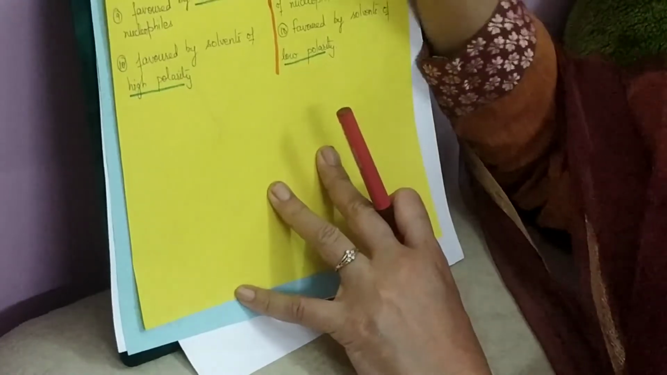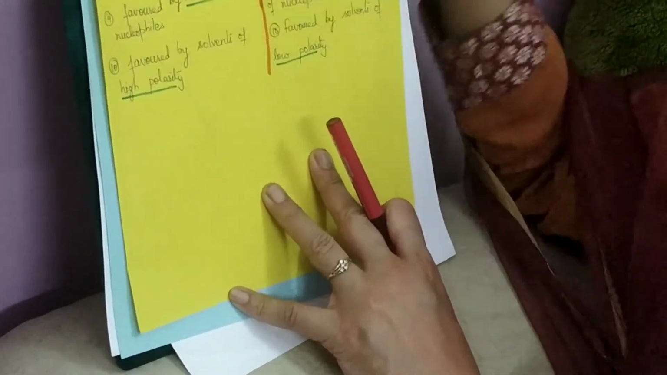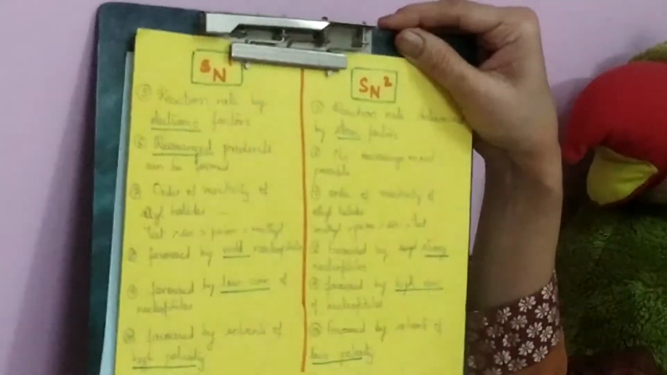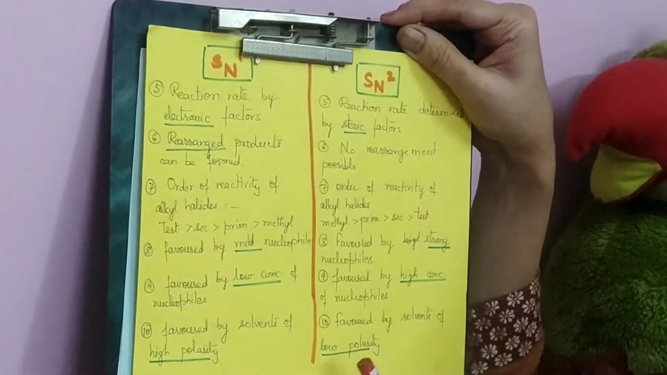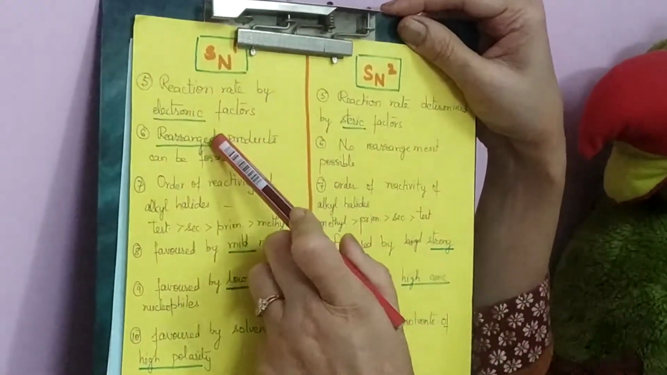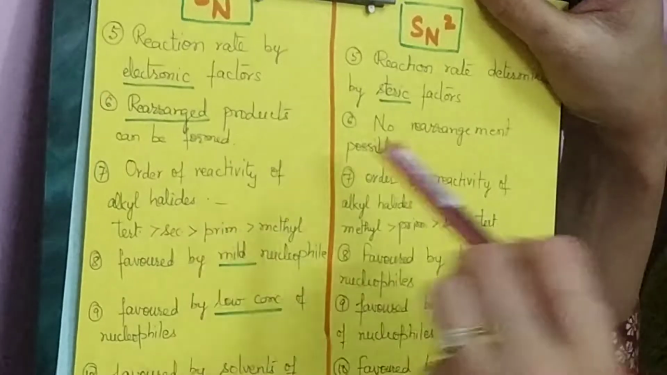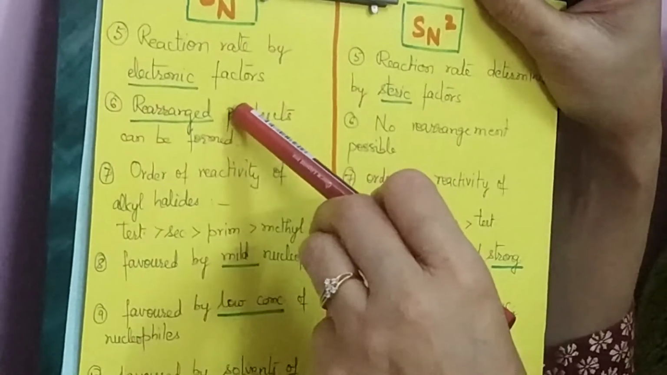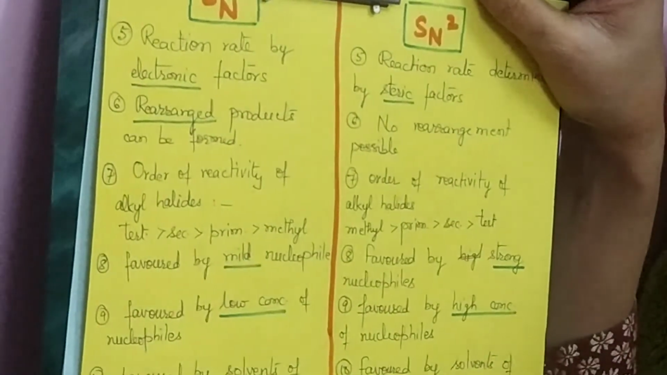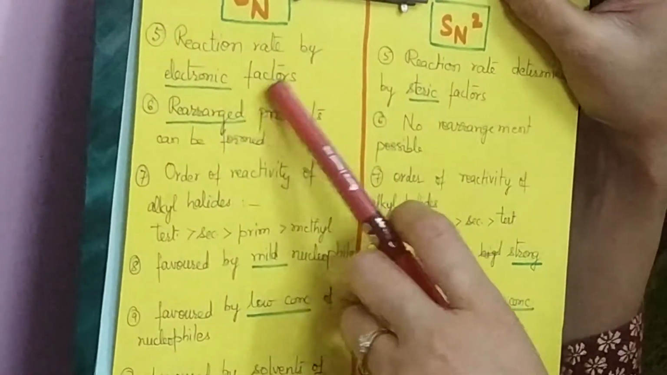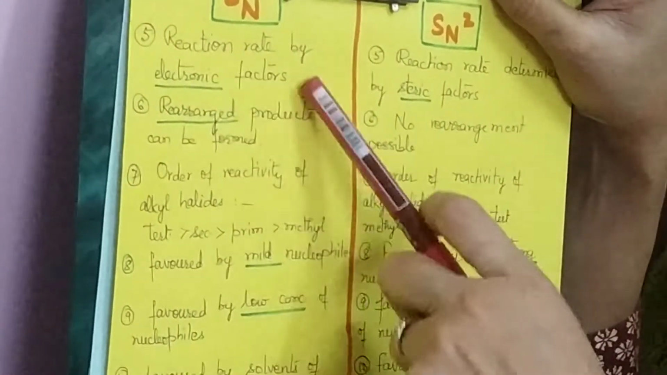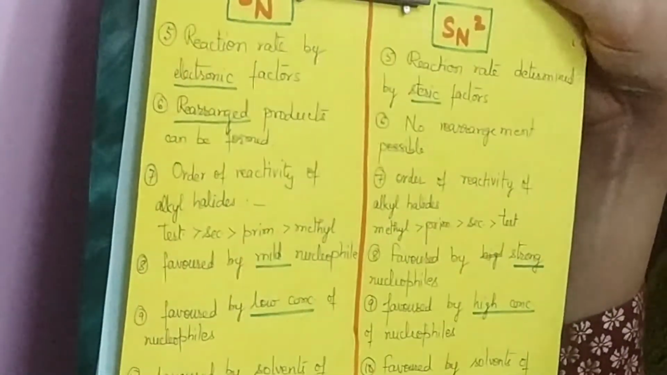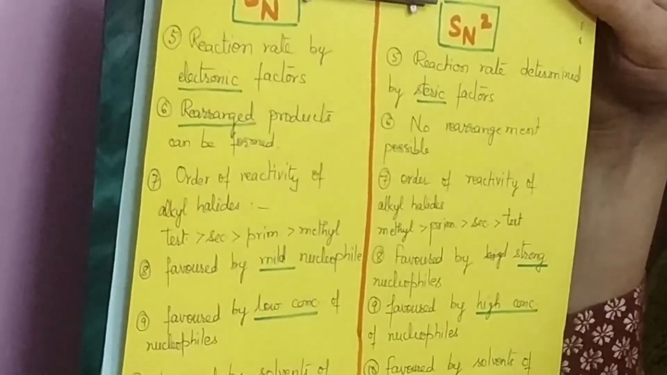The reaction rate in the case of SN1 reactions is determined by electronic factors, as we have seen. Now, are the points clear to you? Electronic factors means that here intermediate carbocation formation takes place, and in which electronic factors decide whether a tertiary carbocation is most stable compared to say methyl carbocation, and hence tertiary alkyl halides will be the fastest to react, determining the reaction rate. In the case of SN2 reactions, the reaction rate is determined more by steric factors.